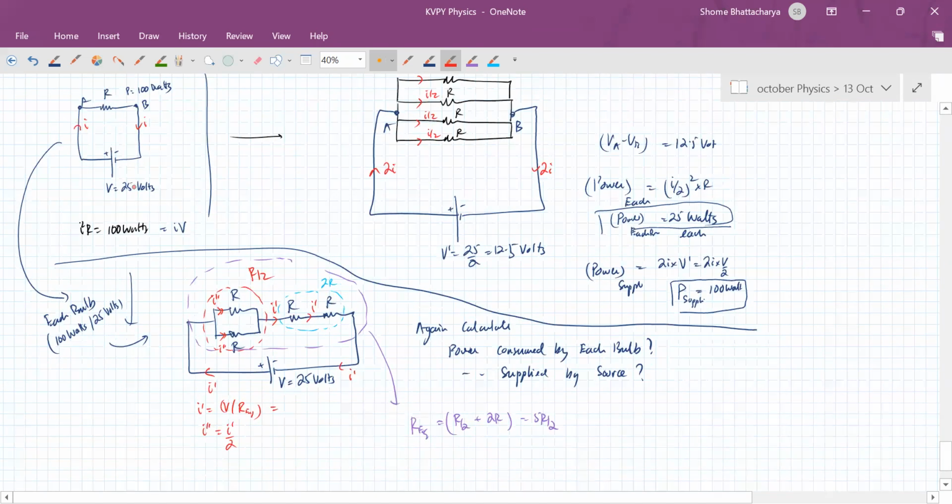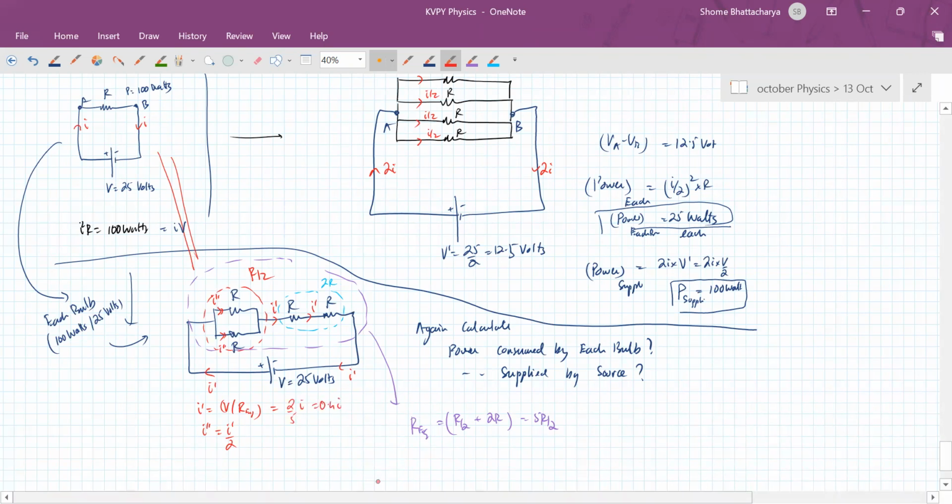Voltage is the same as above, 25 volts. If you compare this and this circuit, you can see the voltage is the same, but the equivalent resistance has become 2.5 times. So the current I prime should be 1 upon 2.5, so it should be 2 by 5 I or 0.4 times I.